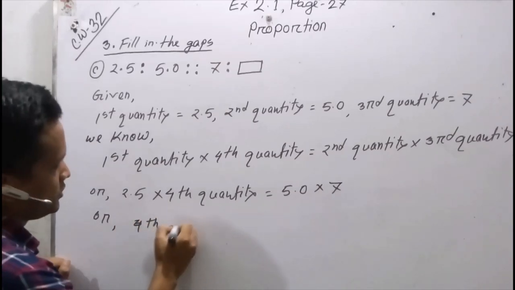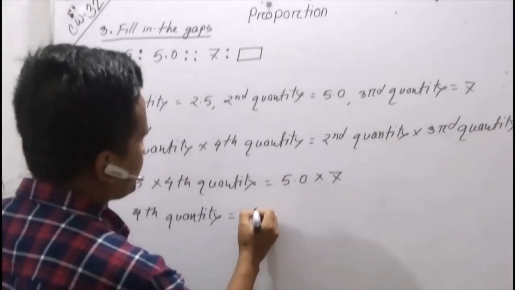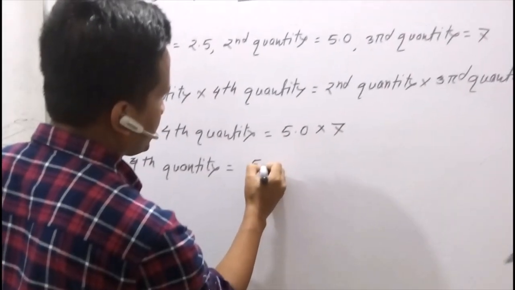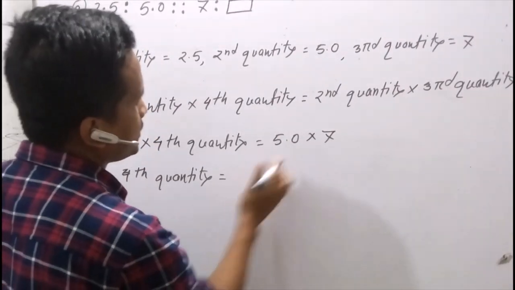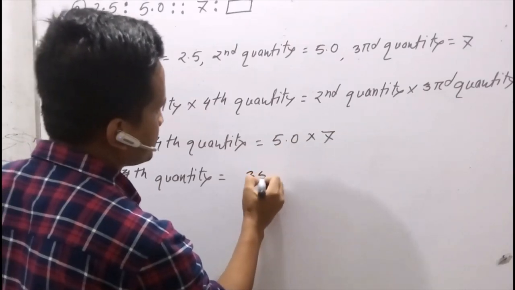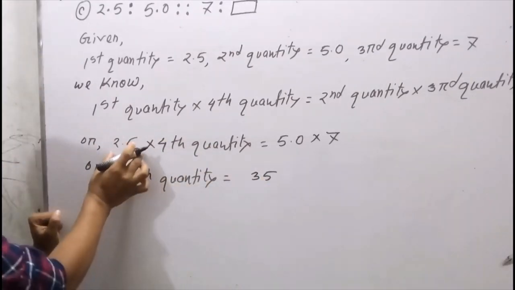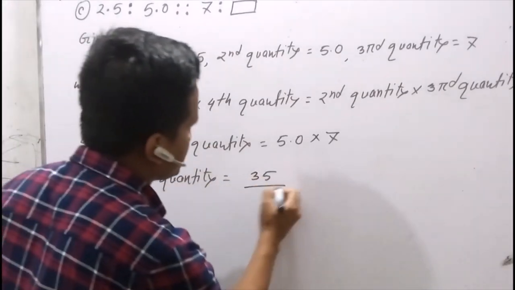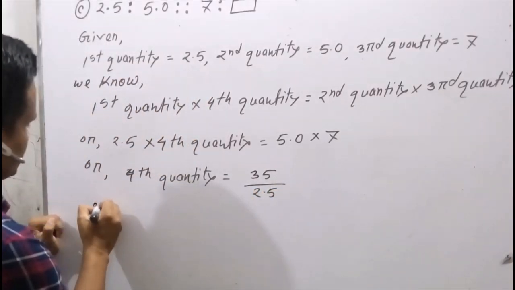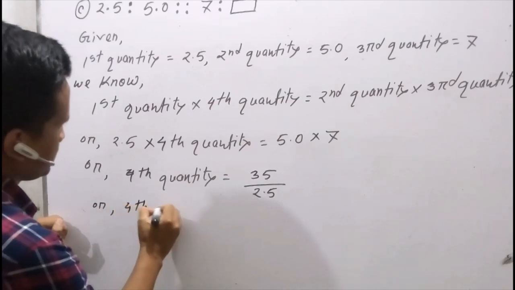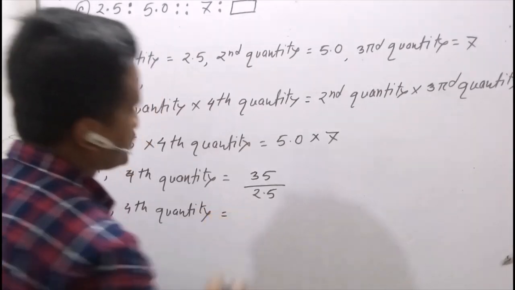Just write this one. So fourth quantity is equal to 5.0 times 7, or we can multiply this, 5 sevens are 35. And this 2.5 we have to take to the right side. So there is multiplication, so it will be division. So again we write, fourth quantity will be 35 divided by 2.5.